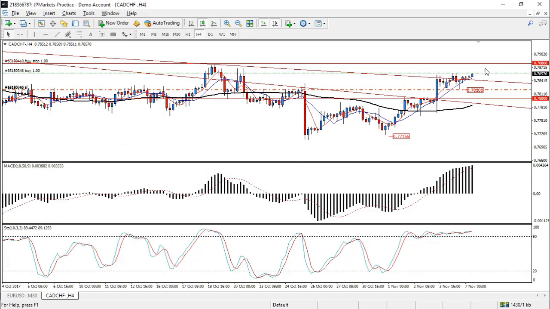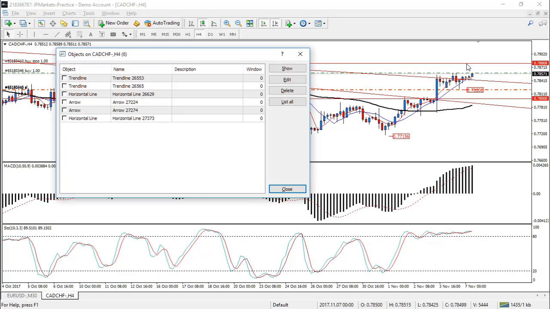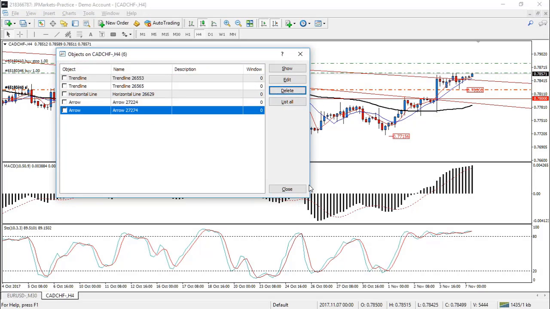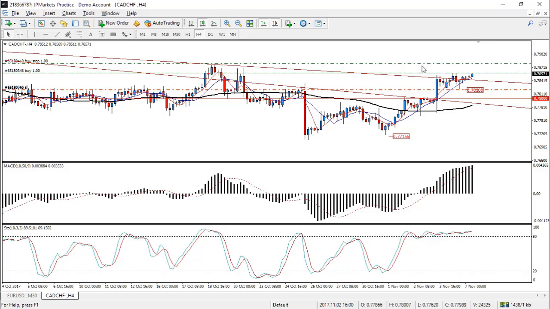Okay, so now we have a pending order sitting at this level. You can't see it, it's hidden behind my horizontal line. Let me get rid of that. There, now you can see the dotted green line sitting there. So now we have a pending order sitting there. If the market hits this level, it's going to enter the buy, even if my computer is off, which is great, and hopefully it'll just keep running up.